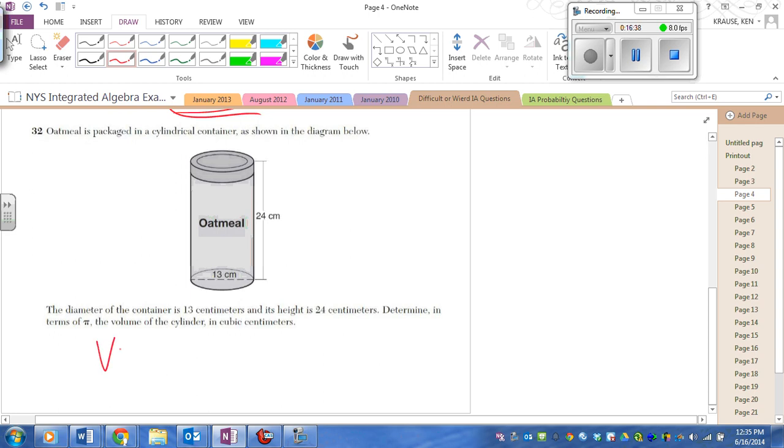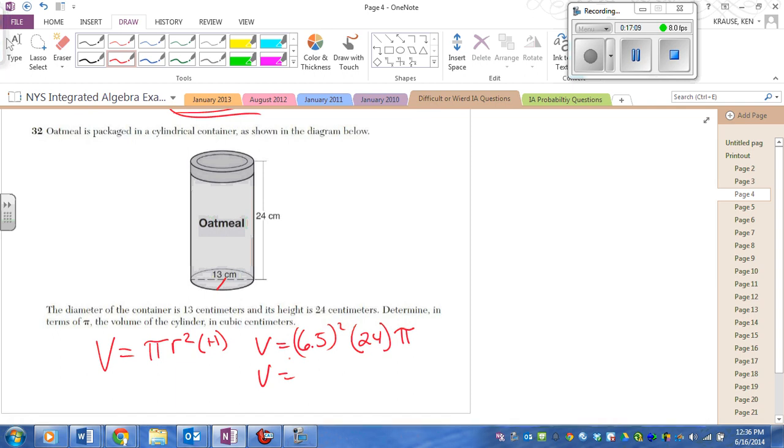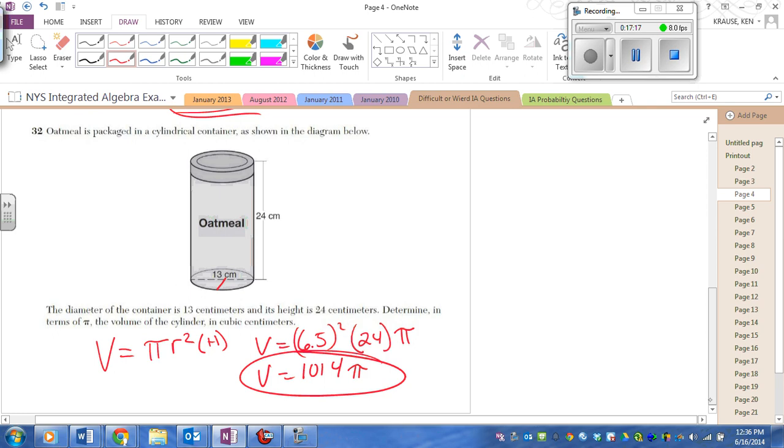So volumes, one of the ones I can form the sheet, it's pi r squared times the height. And then equal to, this is 13, it has a radius of 6.5, so 6.5 squared is the radius times the height, which is 24. That's the volume of this thing.